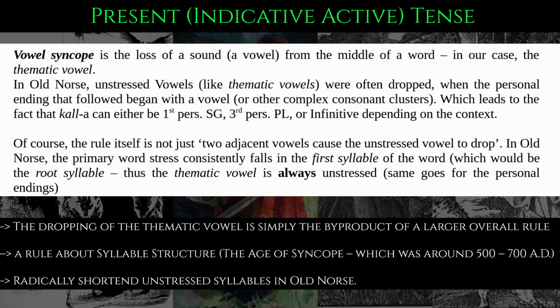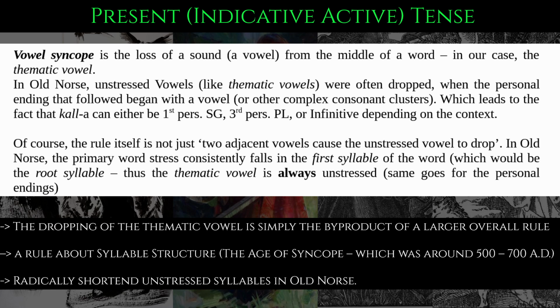Of course, the rule itself is not just two adjacent vowels cause the unstressed vowel to drop. That would be too easy. In Old Norse, the primary word stress consistently falls on the first syllable of the word, which would be the root syllable. Thus, the thematic vowel is always unstressed. Same goes for the personal endings, by the way.